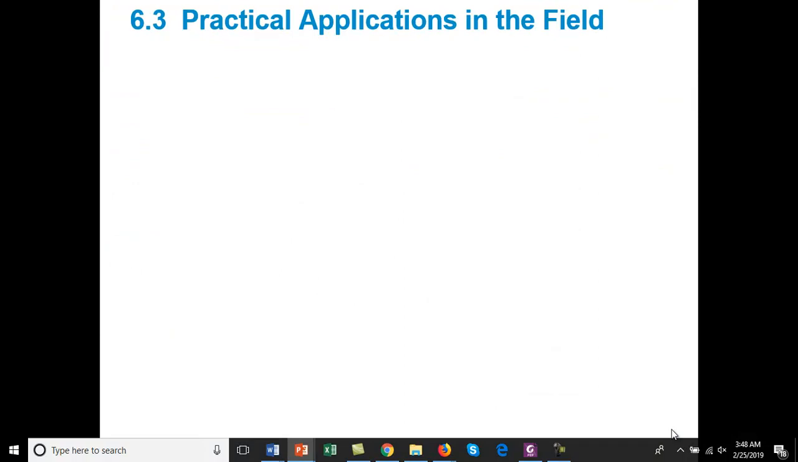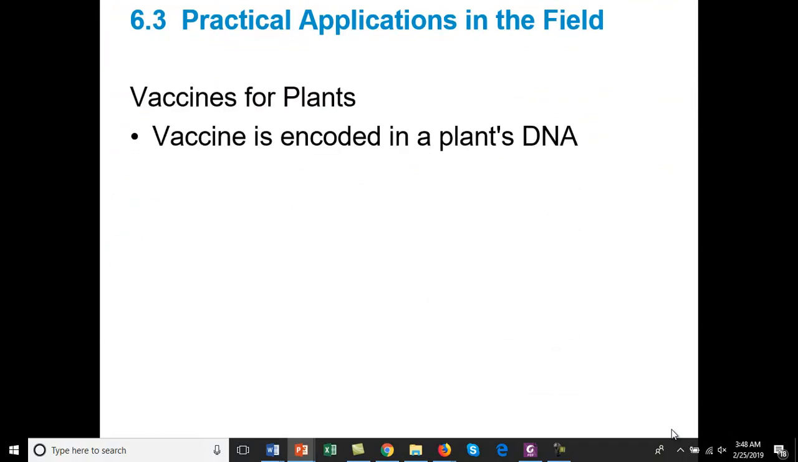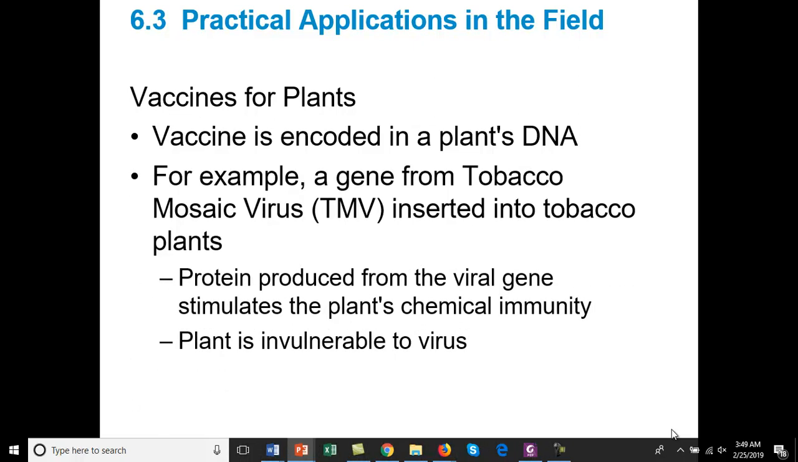Okay, let's talk about vaccines for plants. So what you do is you take a vaccine. This is just a DNA for a pathogen protein, or say if you want to make the plant resistant to insect attack, you encode the protein for that particular pathogen directly into the plant's DNA. Say if we want to inoculate a plant against tobacco mosaic virus, then we take a gene from tobacco mosaic virus and we insert it into the tobacco plant.